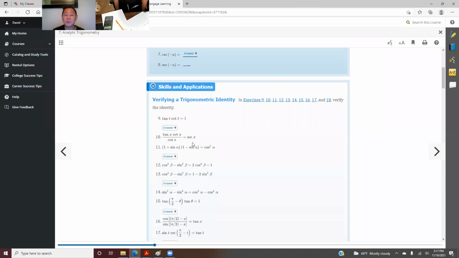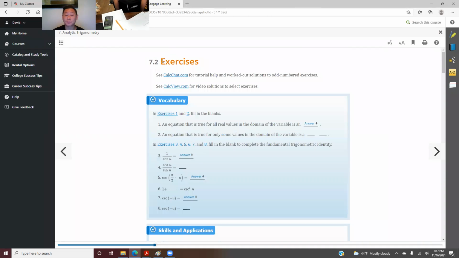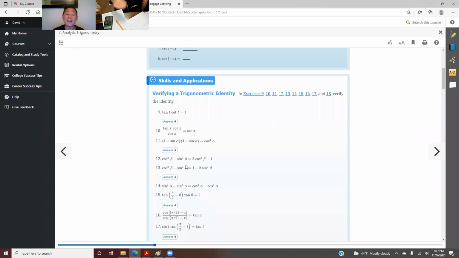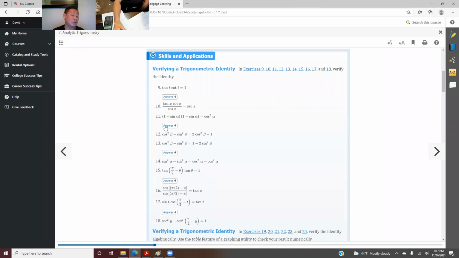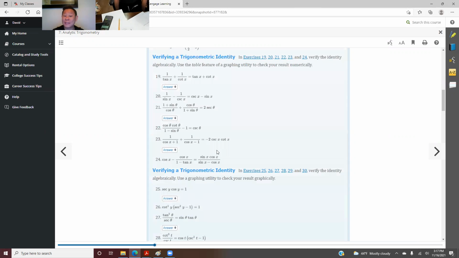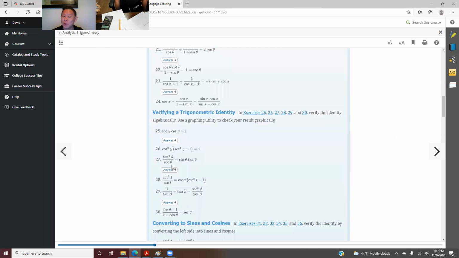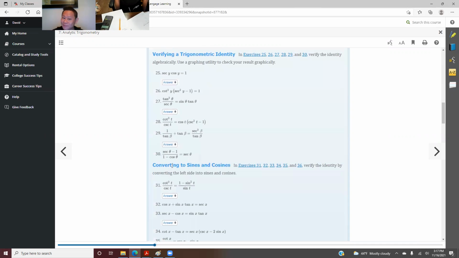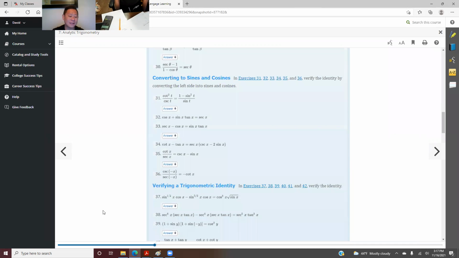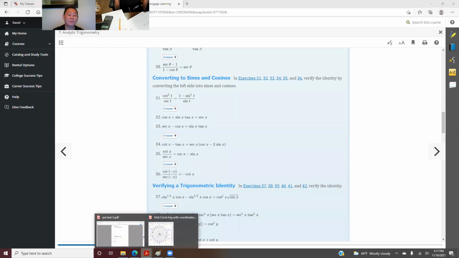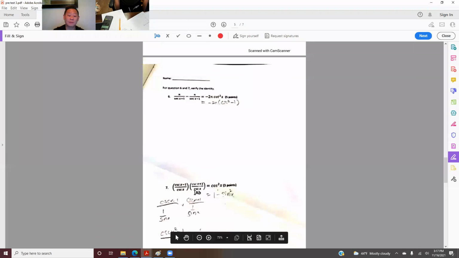So 7.2. This is proving identities. I recommend you do a few of these. Don't do the front ones, the front ones are easy. Do some of the beginning ones, but also do some of the back. The further down you go, the more difficult it gets. So this is the proving identities I recommend.